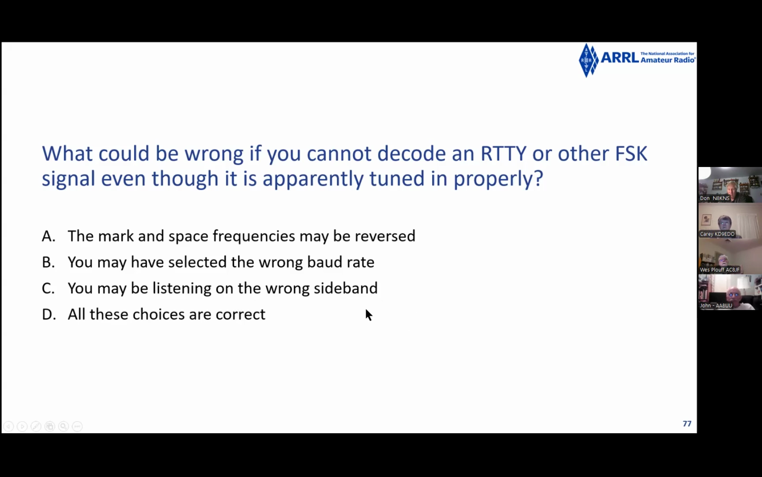All these choices are correct. So you've got to be on the right sideband, get the right baud rate, and get the right frequencies tuned in.